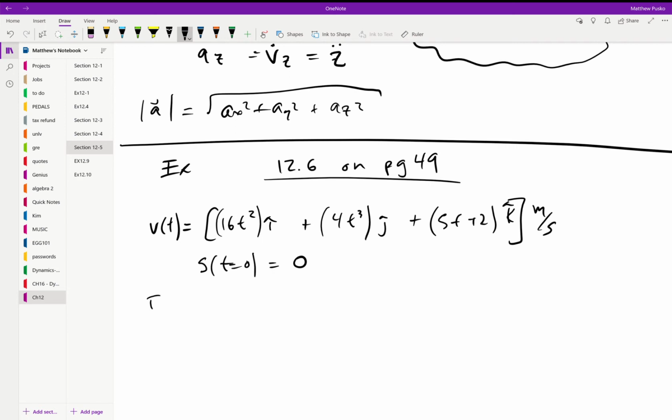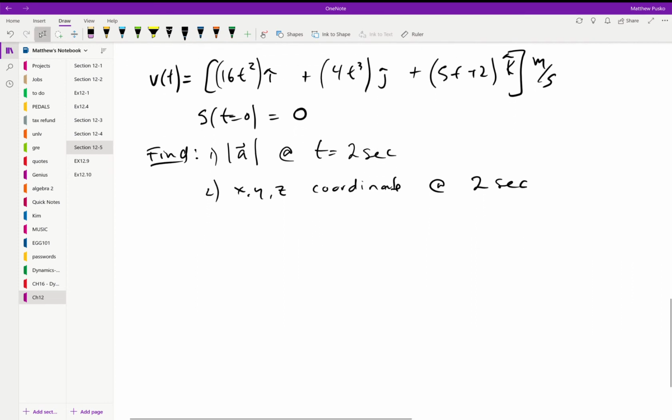They want us to find the magnitude of the acceleration at t equal to 2 seconds, and they want us to find the x, y, z coordinate, its position at 2 seconds.